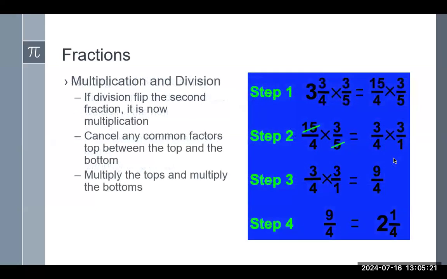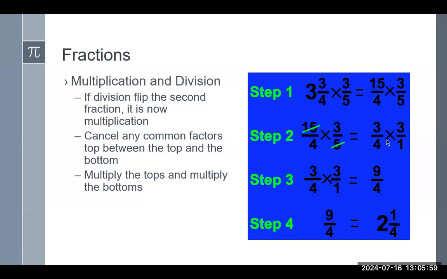Now to multiply and divide fractions, make sure you cancel out any common factors between the top and the bottom of the opposite fractions. Meaning we have 15 over 4 times 3/5. Well, we do know that 15 divided by 5 is 3. So we can cancel out this 5 because it's less than 15 and change the 15 into 3 because it's greater than 5. That's how we have 3 and 1 here.